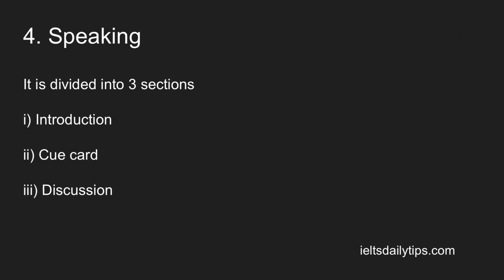Now let's come to the fourth module, that is the speaking. The speaking test is same for the general IELTS as well as the academic IELTS. The speaking test will be a face-to-face interaction with the examiner. Now speaking is divided into three sections: the introduction, the cue card, and the discussion. Now when you go for the speaking test, you have to just remember that you carry your valid passport, because that is your ID proof and examiner will be checking your passport. And the second thing is, when you enter the room, please greet the examiner and only sit when asked to do so.